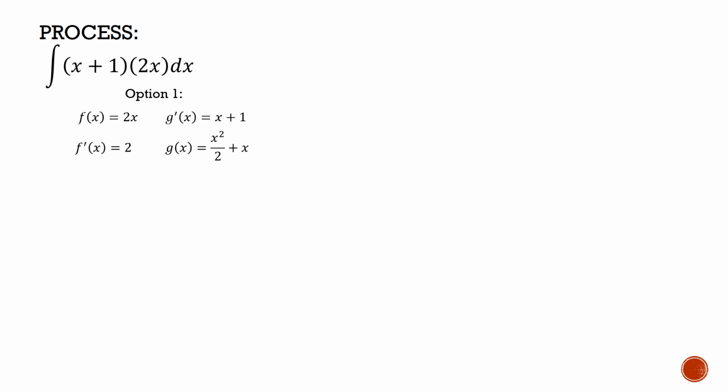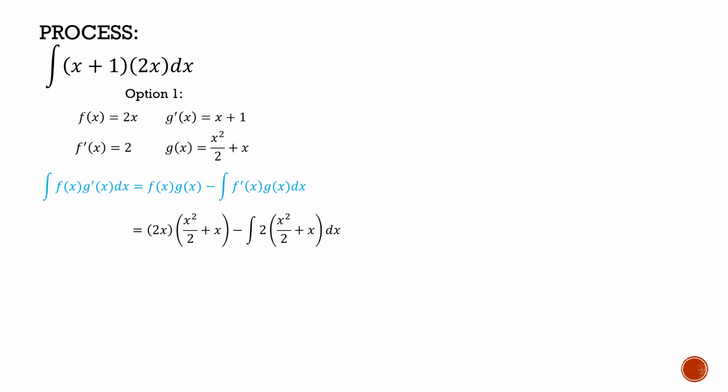Okay. Next, we have our formula. It simply becomes a plug and play. 2x times x squared over 2 plus x, minus the integral of 2 times x squared over 2 plus x. Now, we simply multiply the first part and find the antiderivative of the second part. Simplify, combine similar terms, and there's my antiderivative. This is called integration by parts.